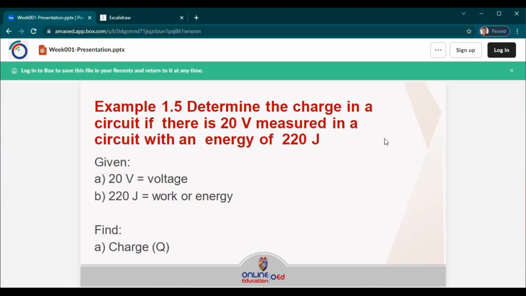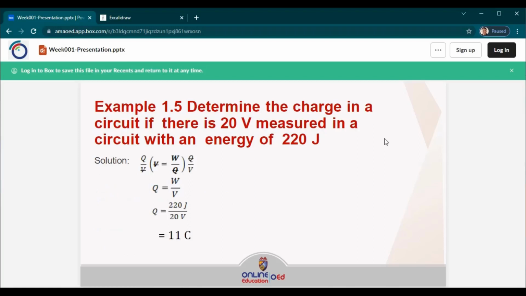For the next example, determine the charge in a circuit if there is 20 volts measured in a circuit with an energy of 220 joules. Okay, so you have 20 volts, 220 joules, find the charge. From our formula, we do a little bit of transposition. So Q is equal to W over V. W is 220 joules over 20 volts, so the charge is 11 coulombs.